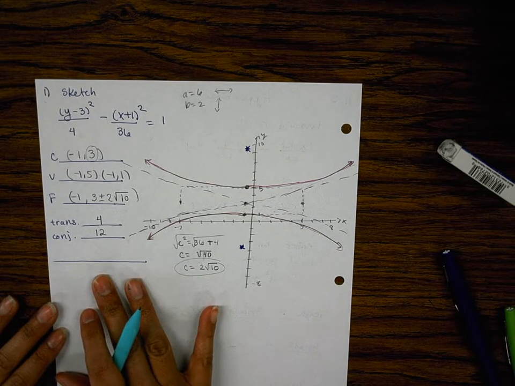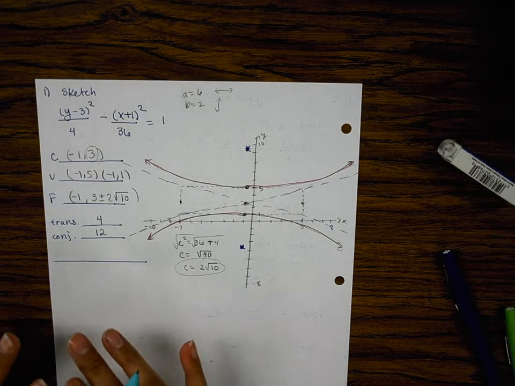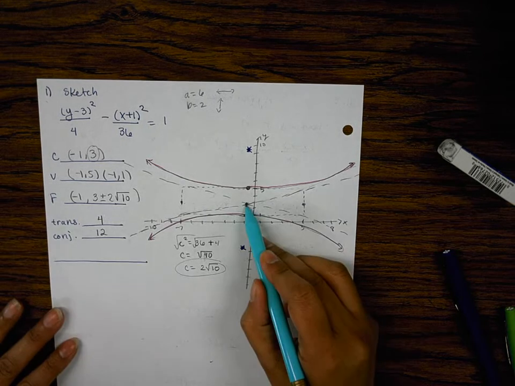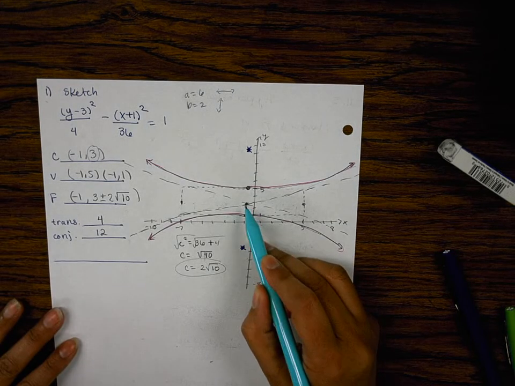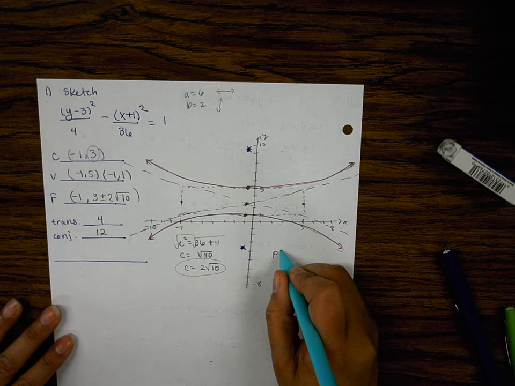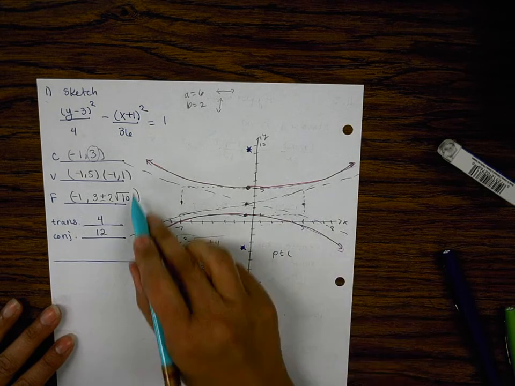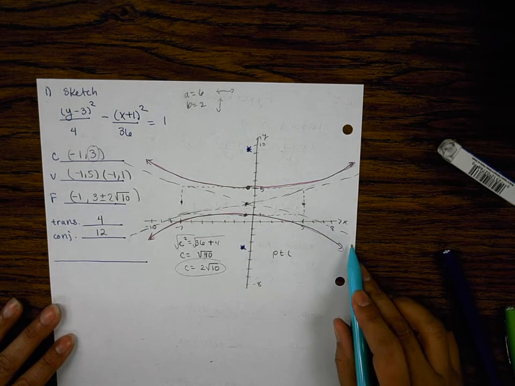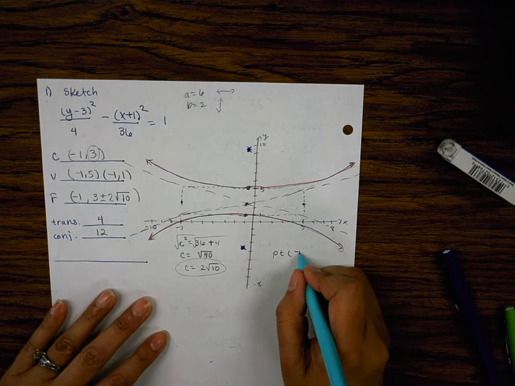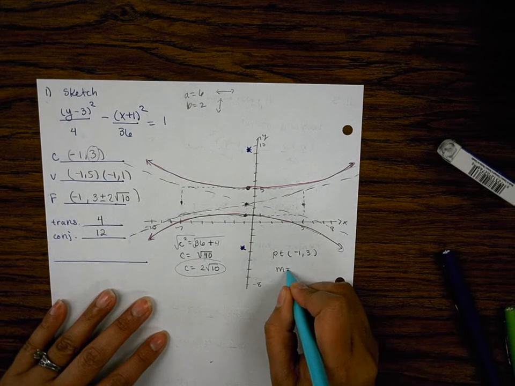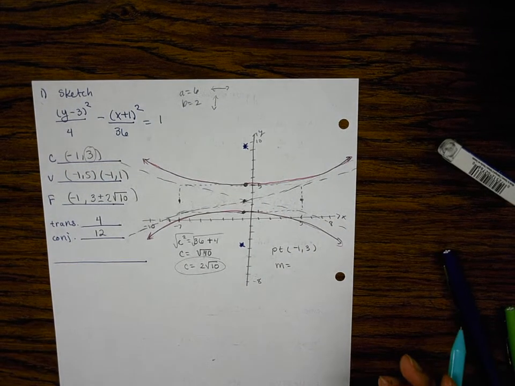For the asymptote equation, we need a point and the slope. You can see the point here. Like I said earlier, the center is always the point at which the two asymptotes are going to cross, and that center is -1, 3. What is our slope? The slope is rise over run from 2 points.